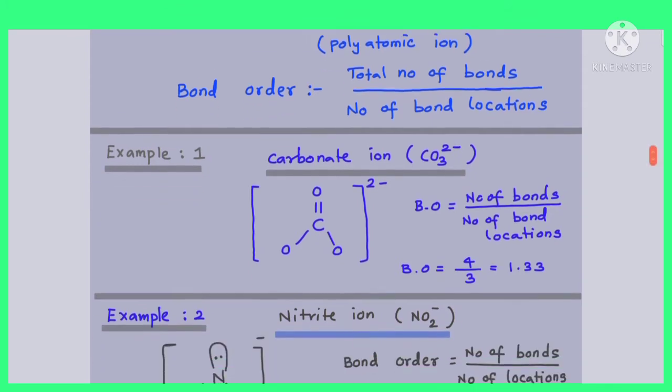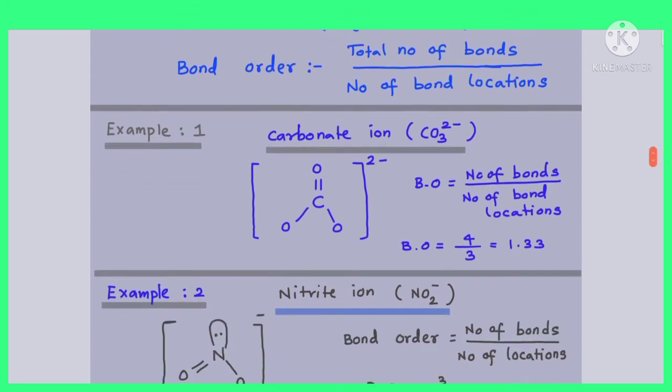Example number 1, the carbonate anion. I have drawn the resonance structure of the carbonate anion. Between carbon and oxygen we have one double bond and two single bonds, with net charge 2 minus. The number of bonds is 4: 2 plus 1 is 3, plus 1 is 4.